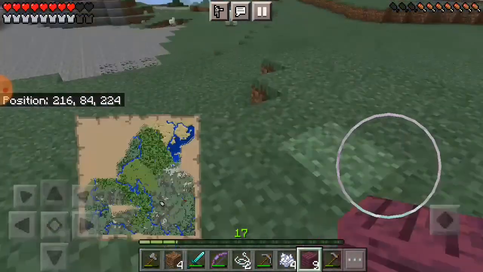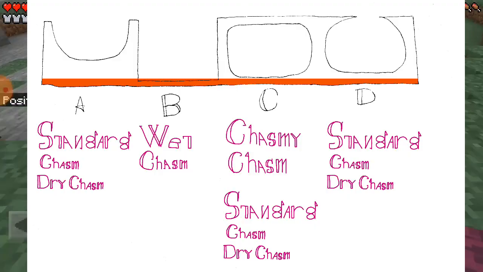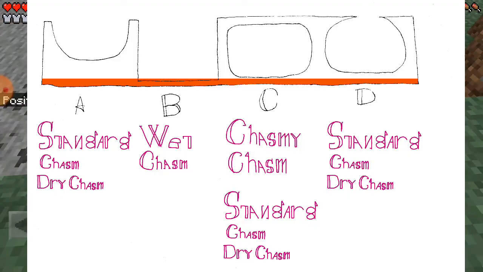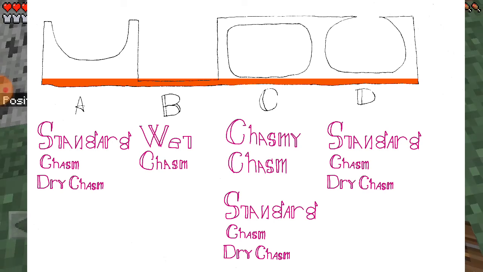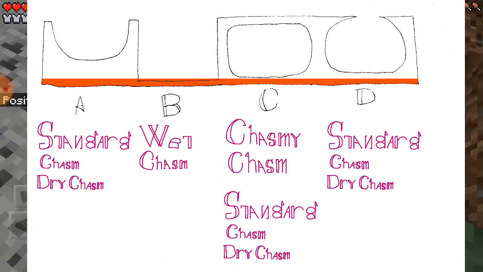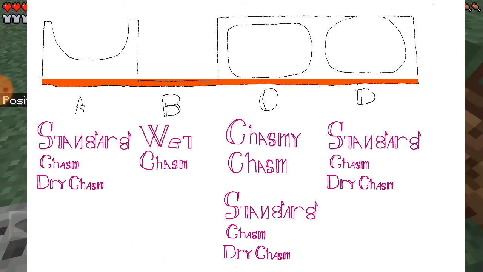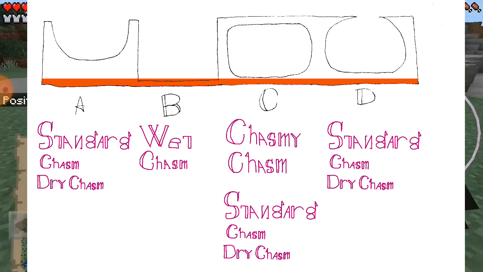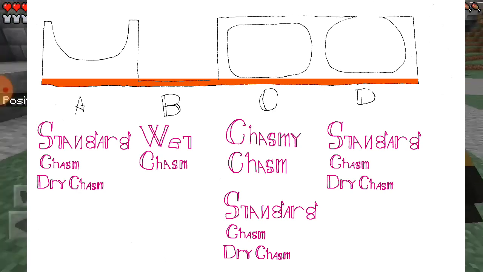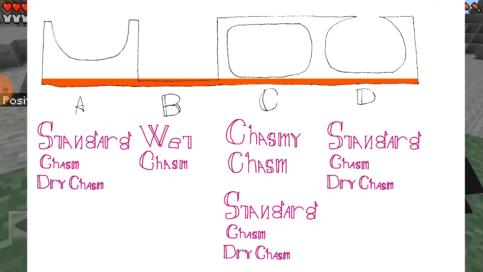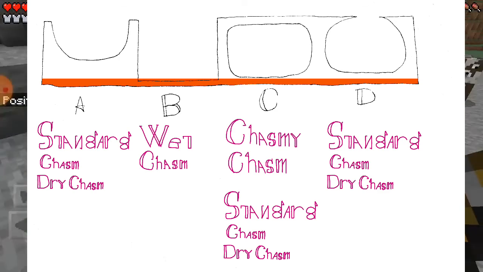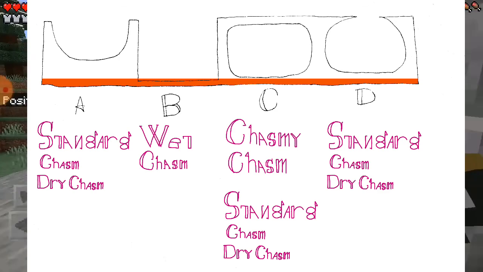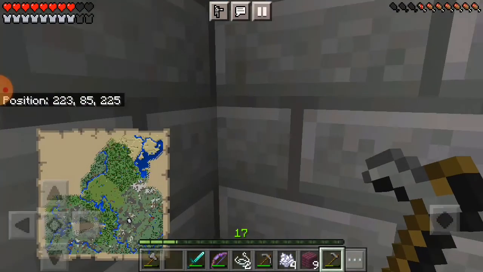Observe this chart here. Shape A is the typical standard or dry chasm you find above ground, and shape B is a wet chasm, with those sharp corners going all the way down to lava layer. Shape C is any underground chasm, and shape D is mostly underground except for a small part above the surface. This chasm might go under a mountain or a plateau or something, and it's usually a standard or a dry chasm. Now, moving on to ocean chasms.